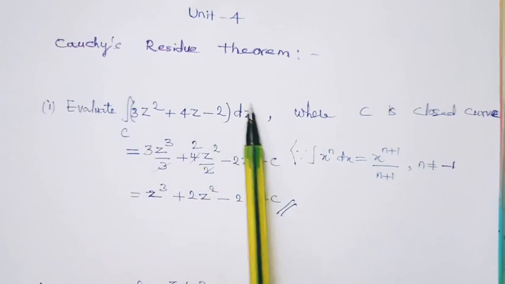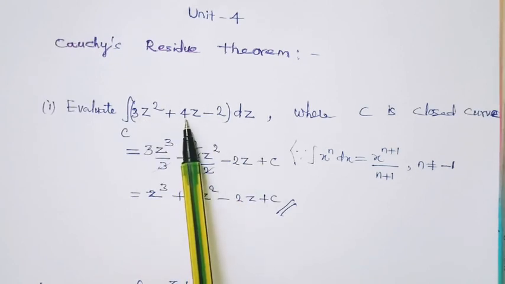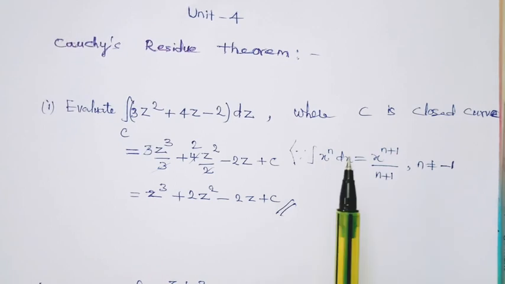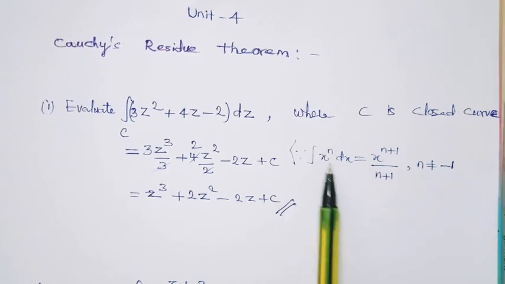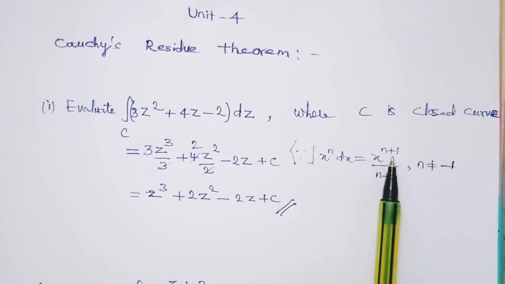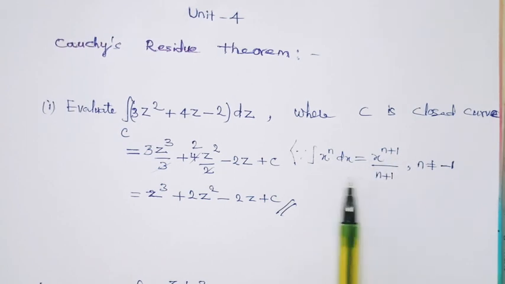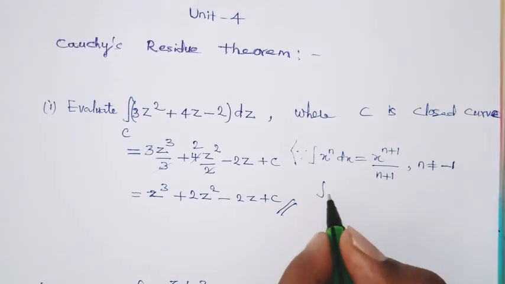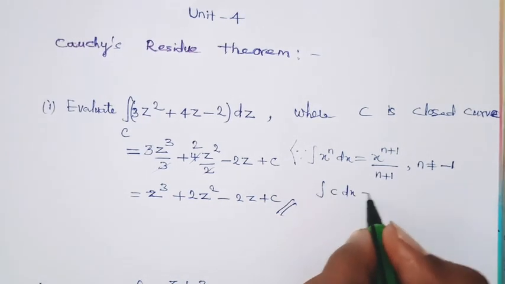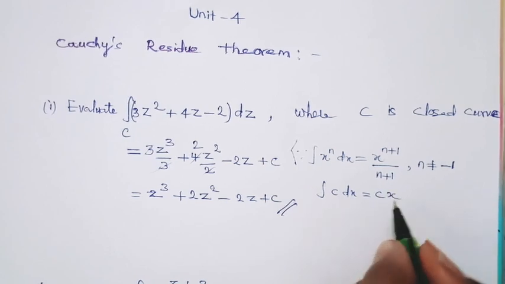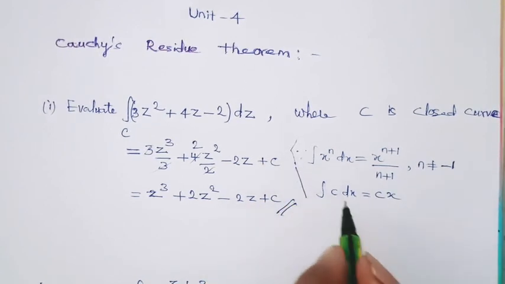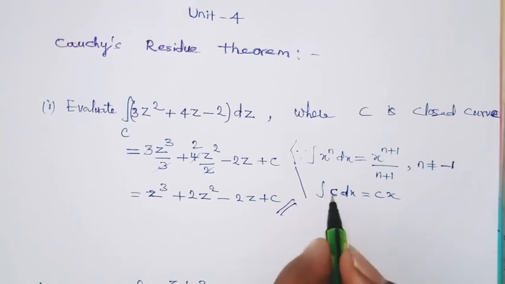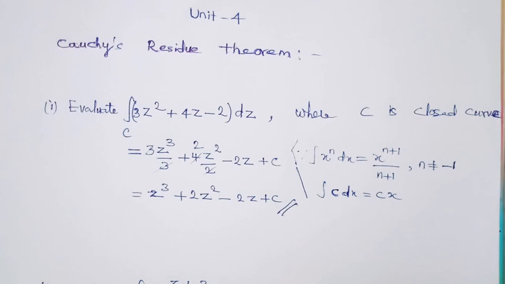To evaluate this integral, we need only two formulas. One is integration of x power n and another formula is integration of constant. You know what is integration of x power n? X power n plus 1 divided by n plus 1. And what is integration of constant? Integration of constant is integral c dx, which is equal to c into x. The c is constant and dx is integrating variable. So c into that integrating variable.